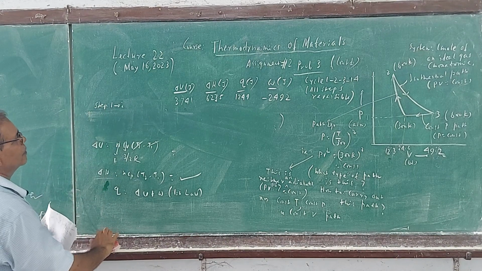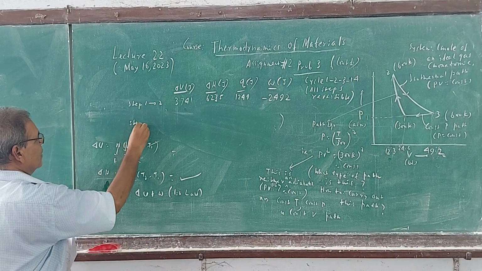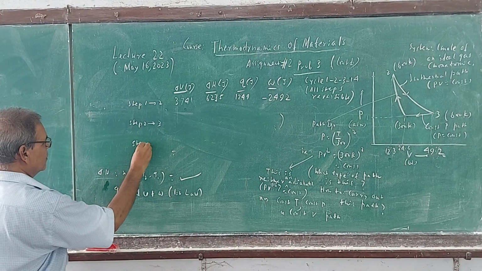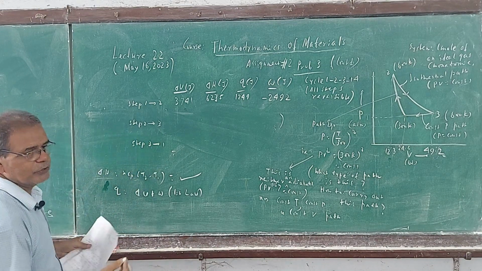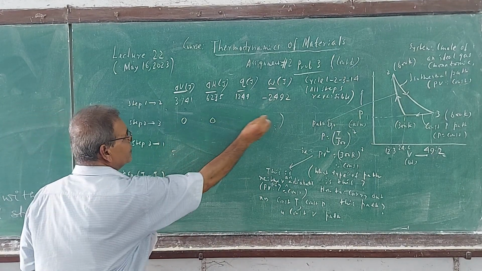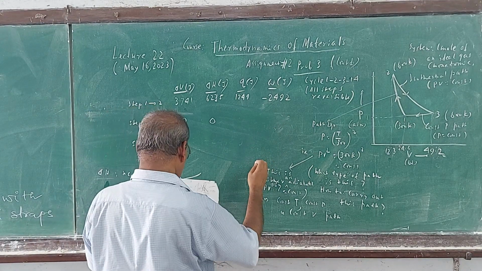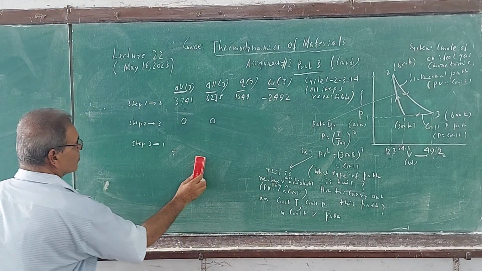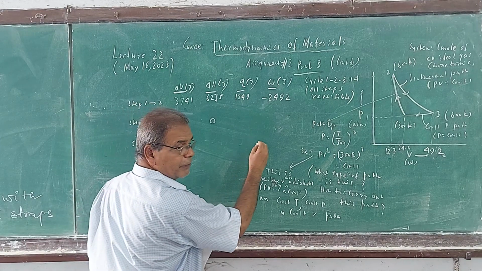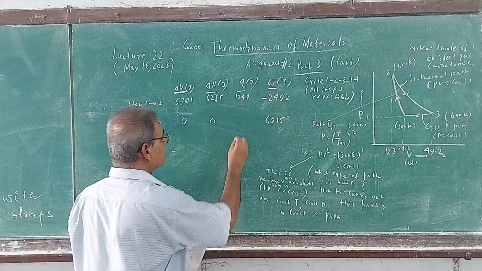Next is step 2 to 3, and step 3 to 1. This is isothermal, you can do it yourself. What is delta U? It is zero. Q is W. W is NRT ln V2 by V1. Remember NRT ln V2 by V1. You do it yourself. Recall W for step 2 to 3 is 6915. Have you done it? 6915. Done. And then Q must be the same as 6915.